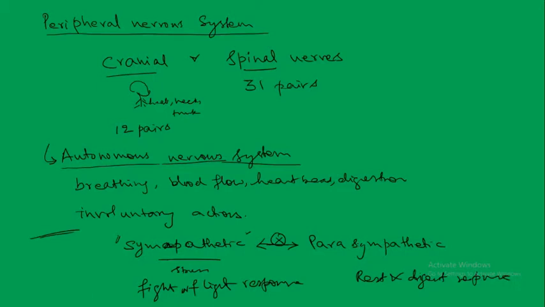In this way, these two are like the yin and yang, opposing actions, sympathetic and parasympathetic. You can remember S for sympathetic, S for stress. These are all part of the autonomous nervous system, which is again part of the peripheral nervous system. The central nervous system is like the central control box, which includes the brain and the spinal cord.